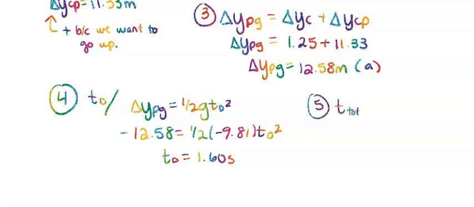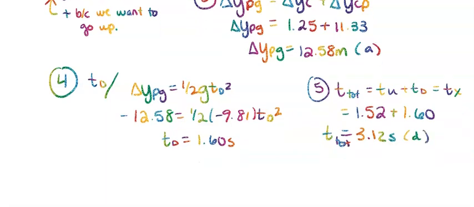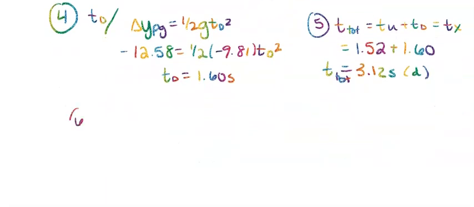Now we were rising for a certain amount and then falling, so the total time that we spend in the air is the sum of both of those times. So time up plus time down, and again that's equal to time x. So that's our 1.52 plus our 1.60, which makes sense because a height of 1.25 meters to start is not very extensive. So the fact that we're going to only fall a little bit longer than we rose makes sense. So our total time, which is our time x, ends up being 3.12 seconds. Again, that's part D. And then part C, how far away will the ball land?